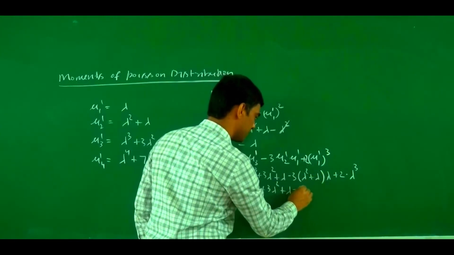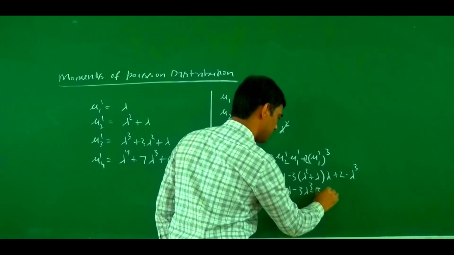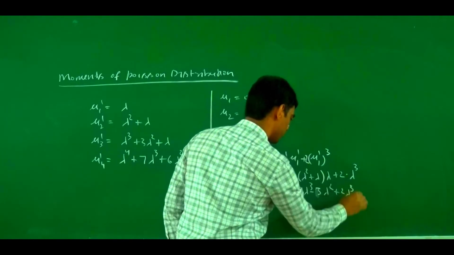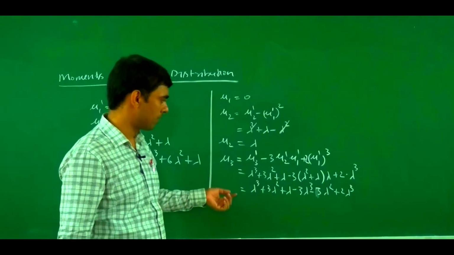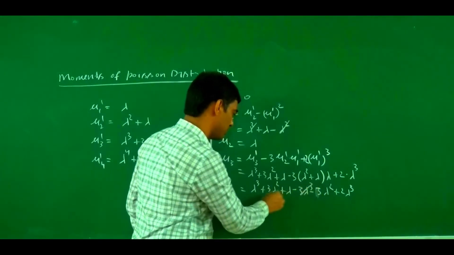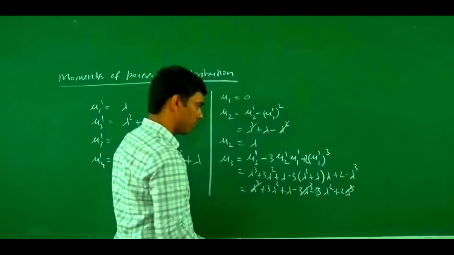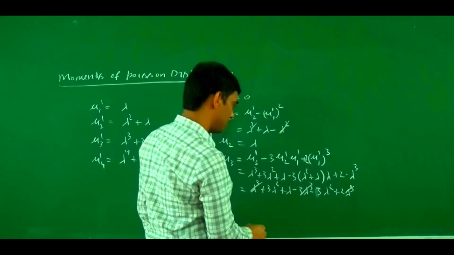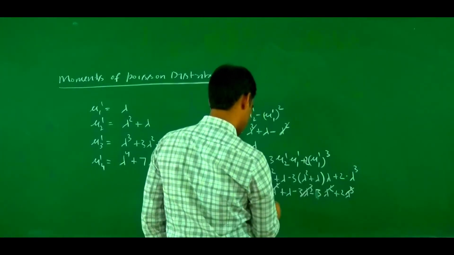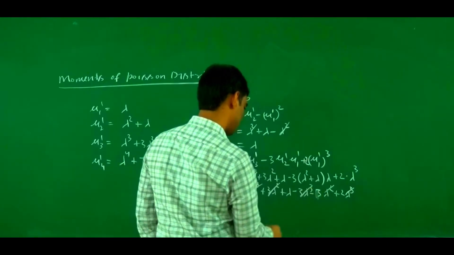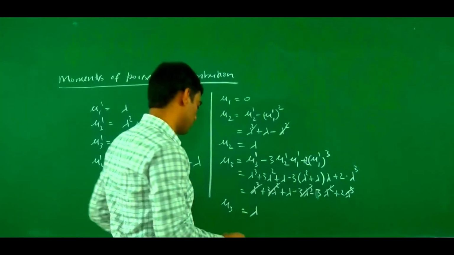If you simplify this one, minus 3 lambda cube minus 3 lambda, here you will write the 3 lambda square plus 2 lambda cube. So if you closely observe this one, what is the value? Minus 3 lambda cube and this 3 lambda cube cancel out. And this becomes 3 lambda square, and this one cancels out. 3 lambda square and 3 lambda square. What is the value for mu3? Mu3 becomes lambda.